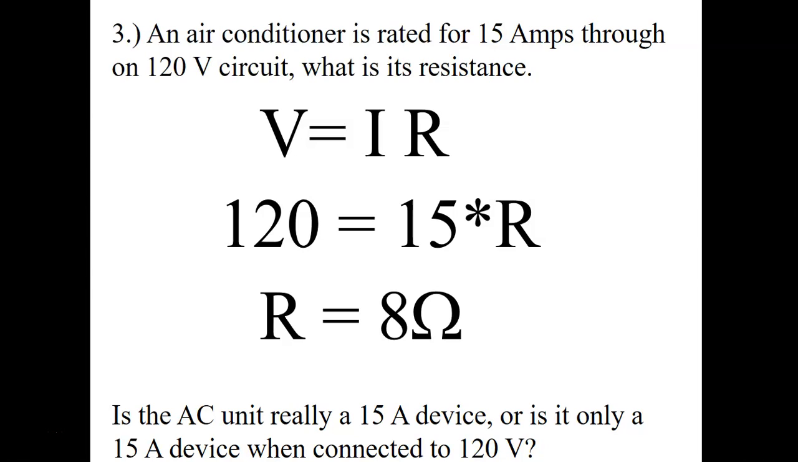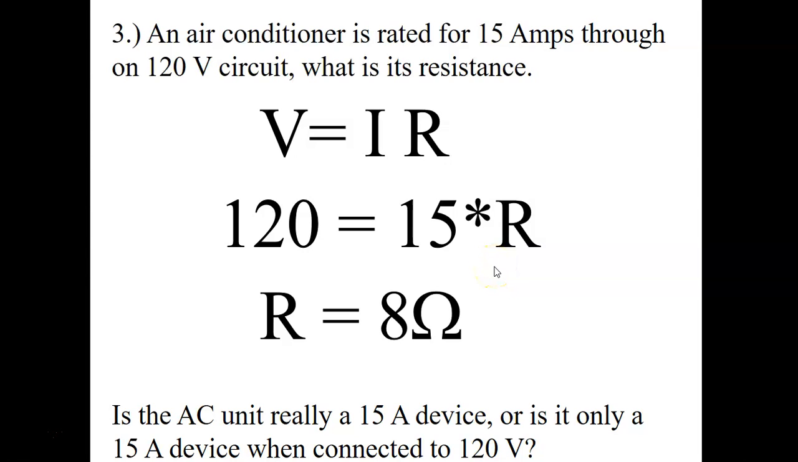An air conditioner is rated for 15 amps through a 120 volt circuit. What is its resistance? Amperage is our I, it's our current. We plug that in for I. 120 volts, that's our V, so we plug that in for V. And what is the resistance? Solving, we get the resistance is equal to 8 ohms.